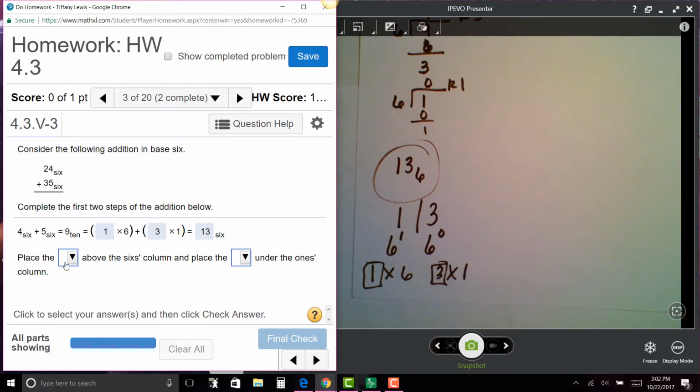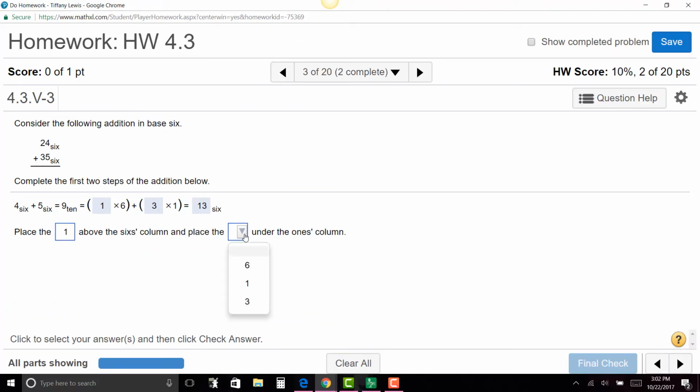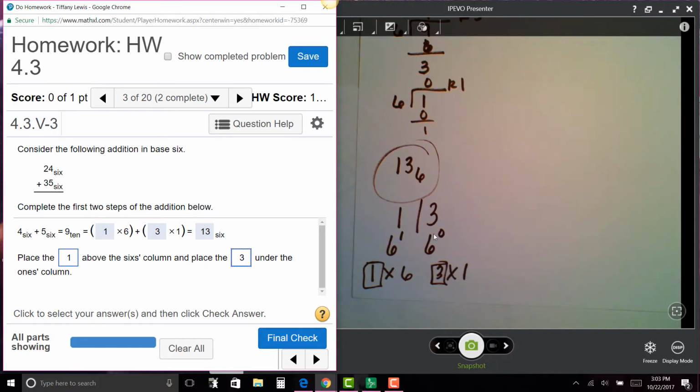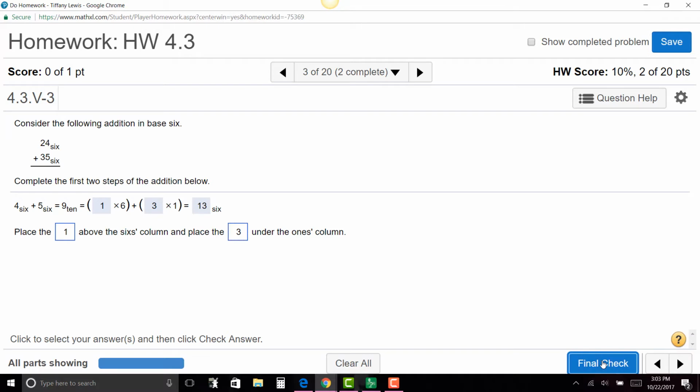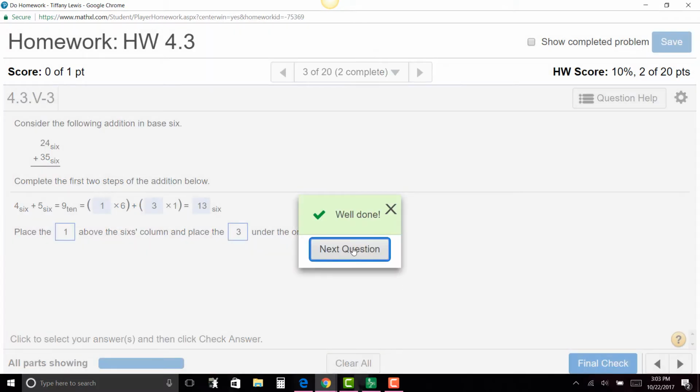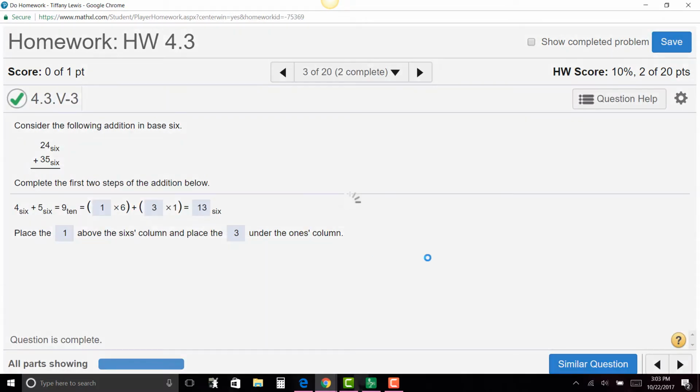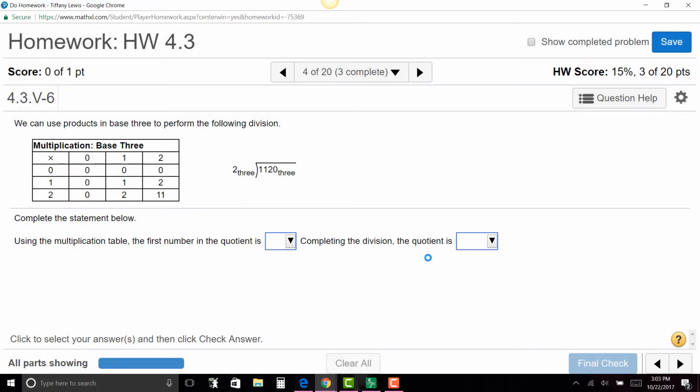And then it says place the blank above the 6 columns. The 1, let's see if I get this right. And then we place the 3 above the 1's column. And that's what we did here. 3 above the 1's column, 6 above the 6 columns here. And then let's check. And we got it. Okay, so this is how we would do the first 3 examples of this.